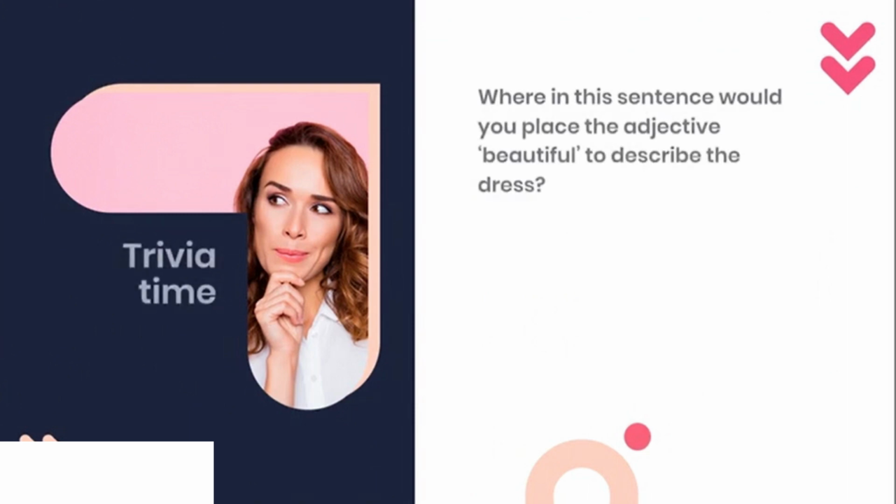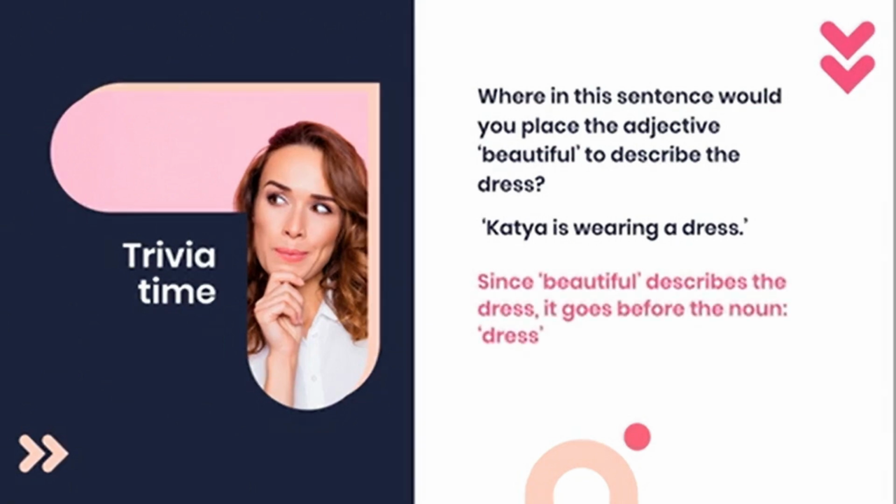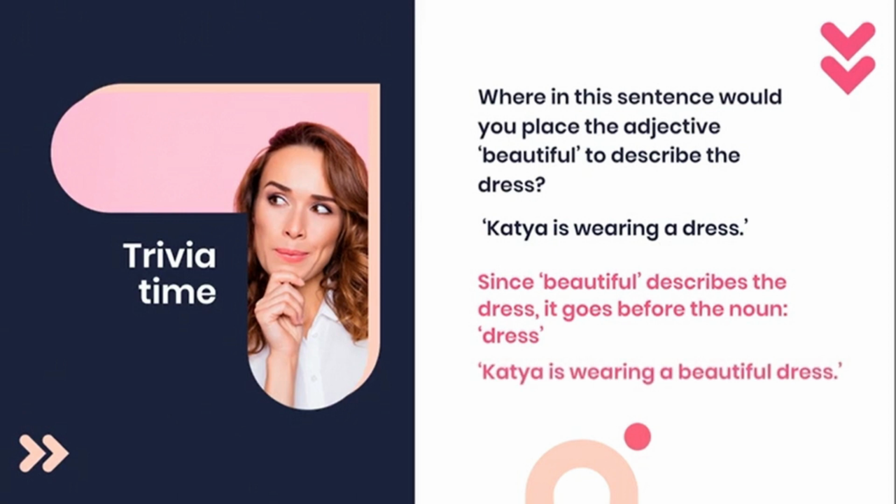It's trivia time. Where in this sentence would you place the adjective beautiful to describe the dress? Katja is wearing a dress. Where would you put the adjective beautiful? Since it's describing the dress, it goes before the noun, dress, making the sentence, Katja is wearing a beautiful dress.